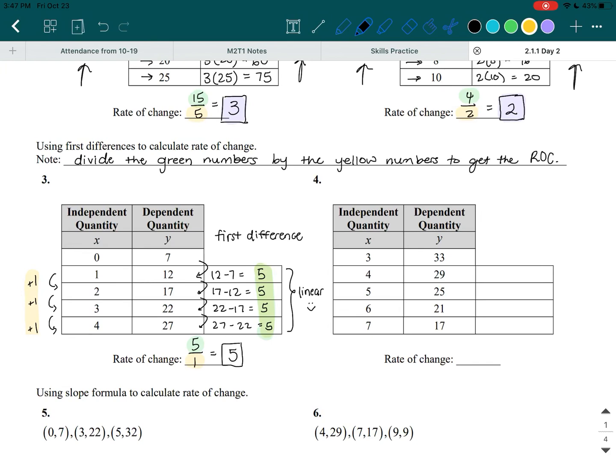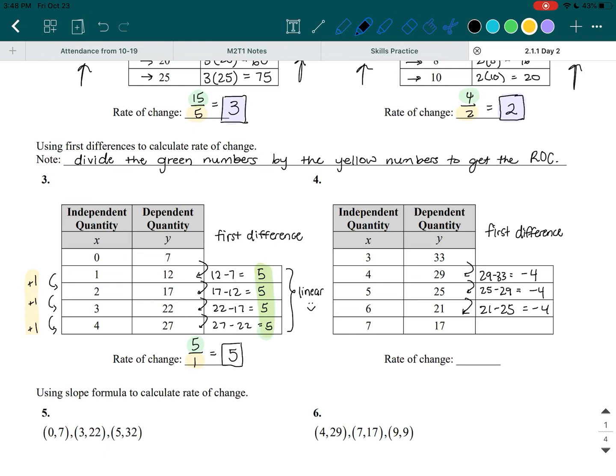Let's do the same process on number 4. So let's calculate our first difference. So let's see, how much are we jumping from 33 to 29? We have 29 minus 33. We get negative 4. Calculate again from 29 to 25. We subtract 25 minus 29, and then we get negative 4. Jumping again, we get 21 minus 25, and we get negative 4.